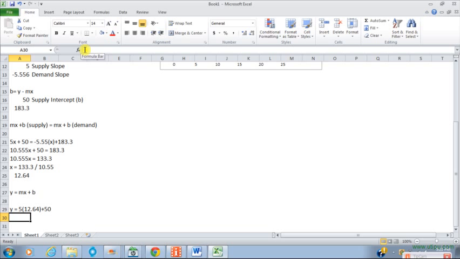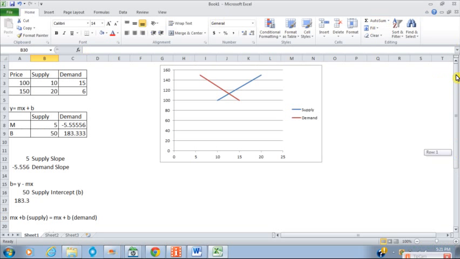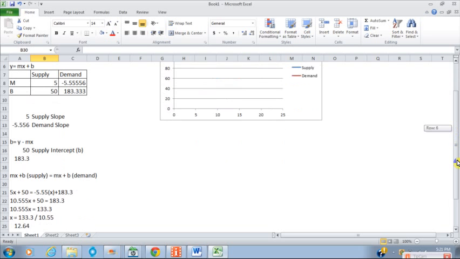Let's do the math. Pretty simple math here. 5 times 12.64 plus 50 is 113. So what this is telling us is that our intercept point here is 113. So 113 by 12.64. And graphically you see that is correct. So ideally we would have sold roughly 12 slots at $113.